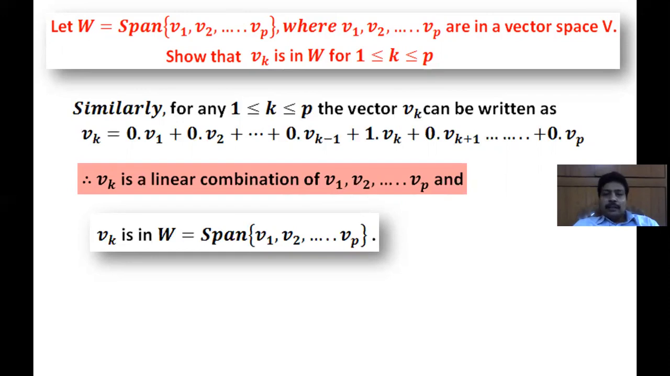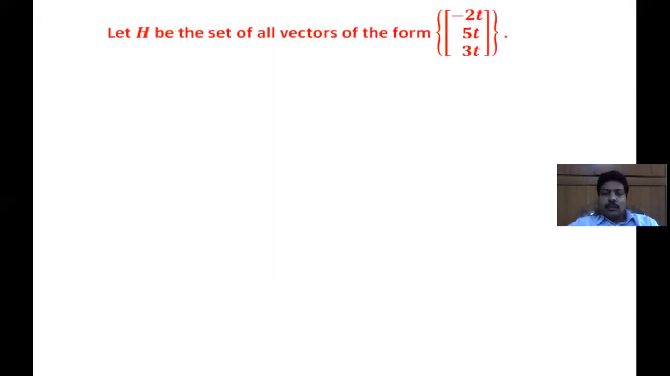So all the vectors from v1 to vp are in W. So at random, we can say that vk is in W, where 1 less than or equal to k less than or equal to p, which is a spanning set. W is a spanning set of v1, v2, and so on.